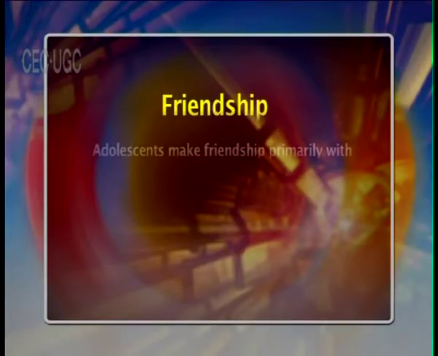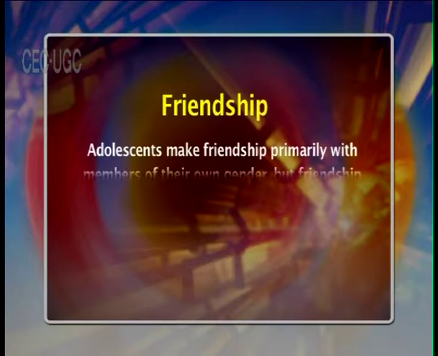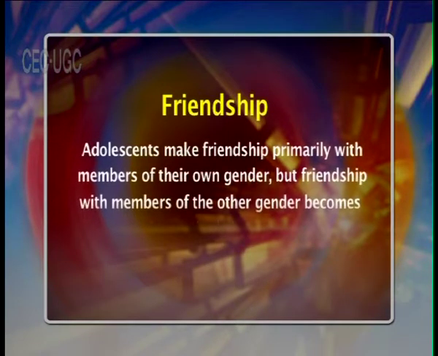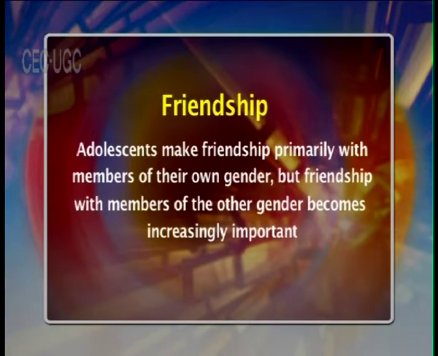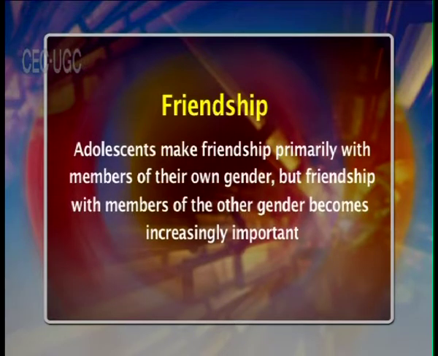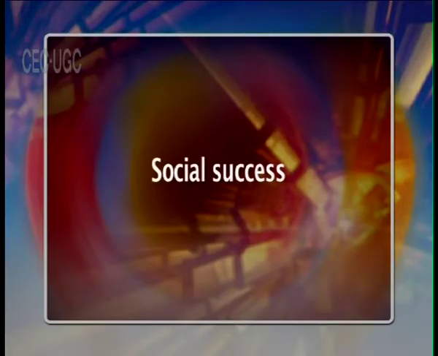Friendship. Adolescents make friends primarily with members of their own gender, but friendships with members of the other gender become increasingly important. In fact, most adolescents are part of extensive social networks consisting of many friends and acquaintances. Girls tend to have larger networks than boys, and these networks tend to become smaller and more exclusive as adolescents grow older.